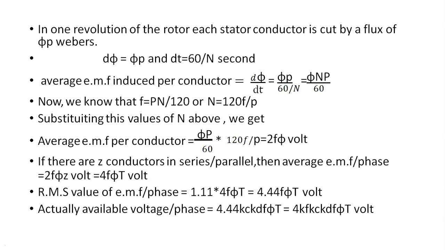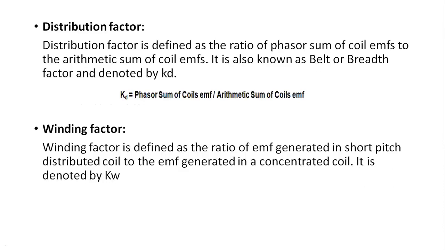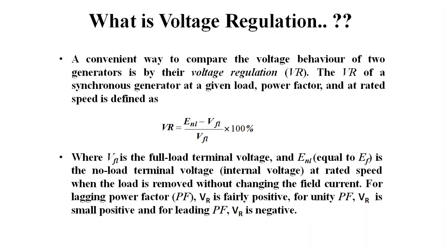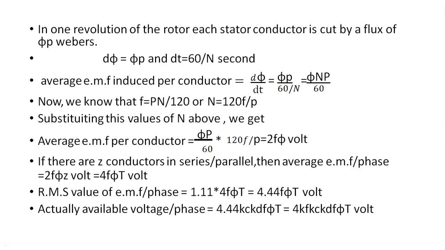We have to consider the short pitch and full pitch, whether it is distributed winding or the phasor sum. So it becomes 4.44 Kc Kd f phi T. Clear? This is the EMF generated per phase. Do remember this equation, 4.44 Kc Kd f phi T. In the next class, we will do the voltage regulation part.